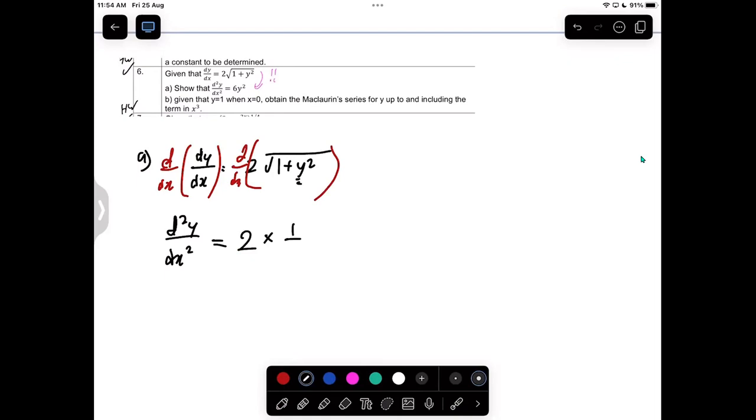So square root is really just power half. You bring down the old power, keep the base, minus 1 to get the new power. Half minus 1 is negative half. Times the derivative of the 1 plus y squared, you get 2y. Times, what else? dy/dx, the tail.